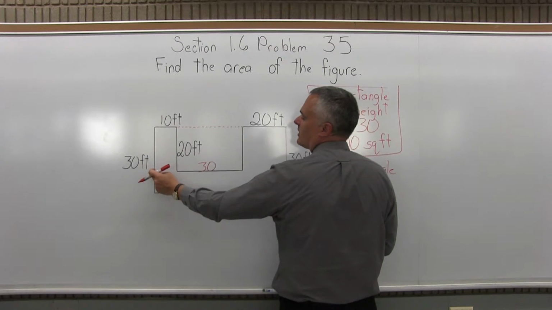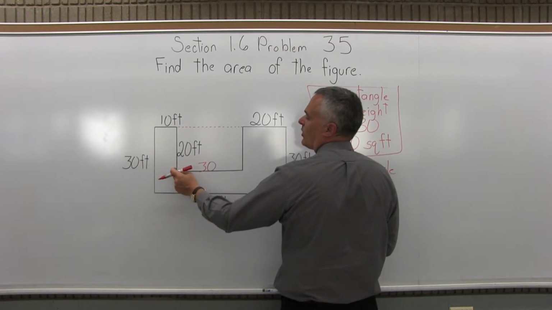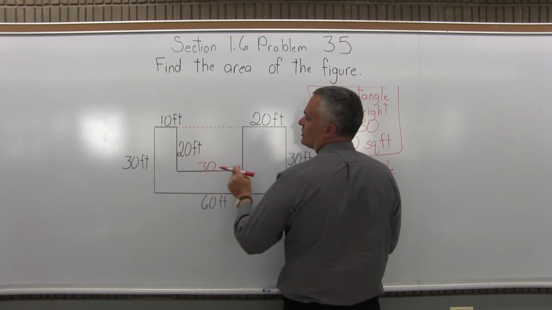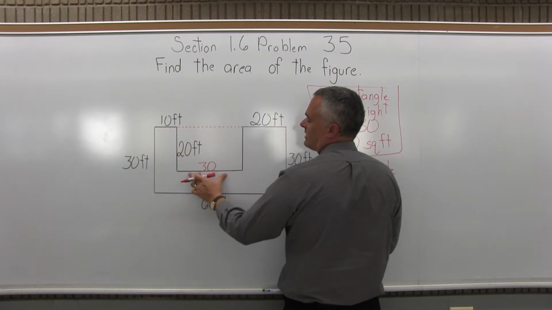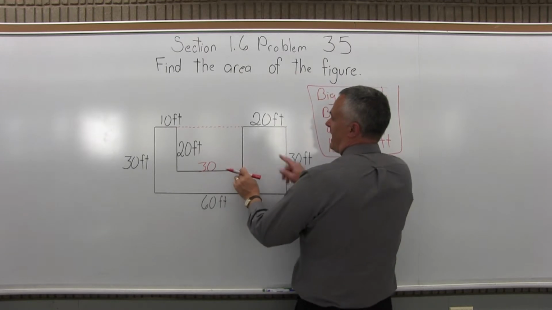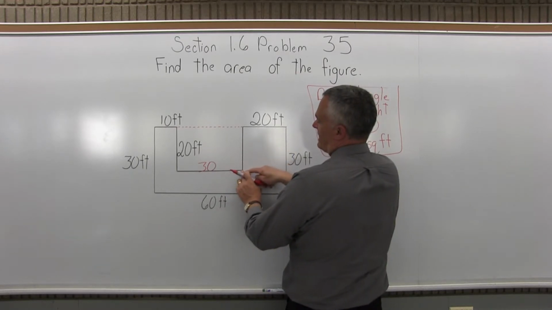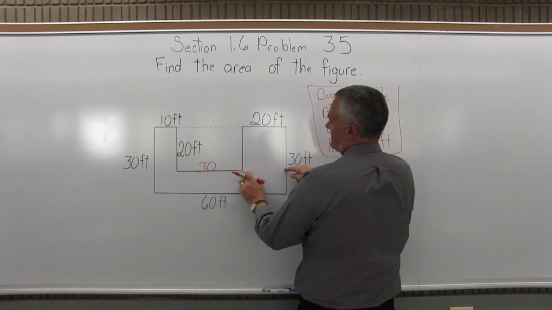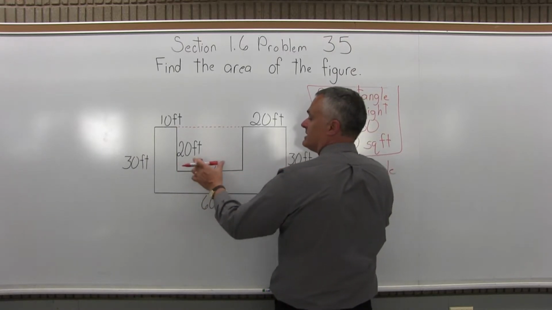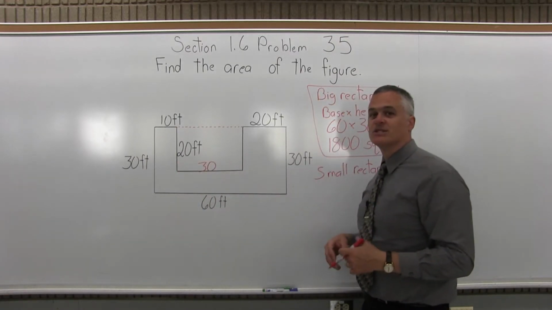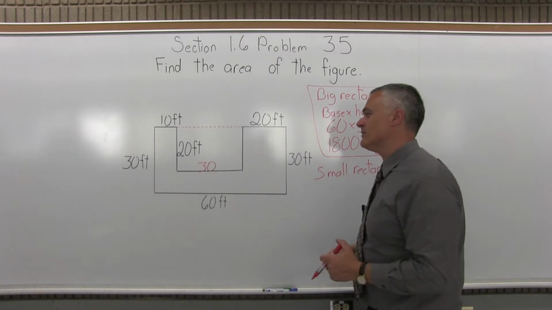10 feet to go from the far left edge to that inner wall is 10 feet, plus another 30 to go across the base of the small rectangle, and then another 20 to go from the right edge of the little rectangle to the edge of the big rectangle. That would be 60. So the missing base is 30. That's part of the trick. You have to be able to figure that out.